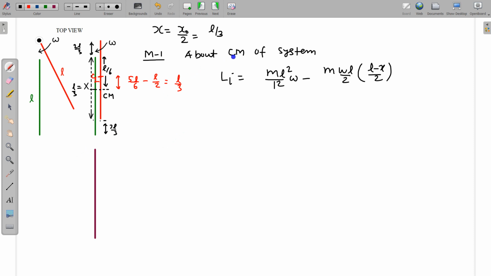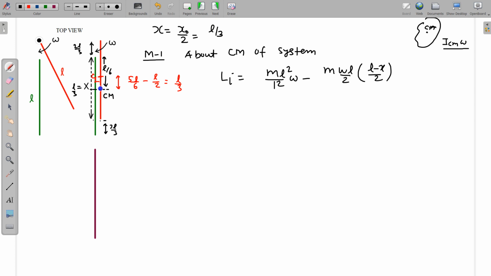I am going to write about the center of mass. If this is my system and I am writing the angular momentum about the center of mass of this system, then the MVR term will not come because R will be 0. Only the term about the center of mass will remain, which is ICM into omega. So I am concerned with the angular momentum about the center of mass, ICM into omega. This omega will be omega dash finally, and ICM I have to calculate. I have to calculate the moment of inertia of this complete system about the center of mass of the system.